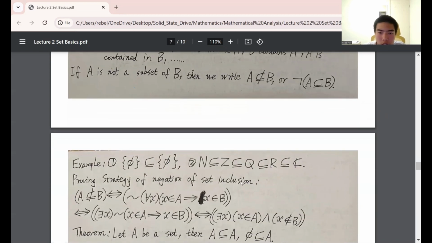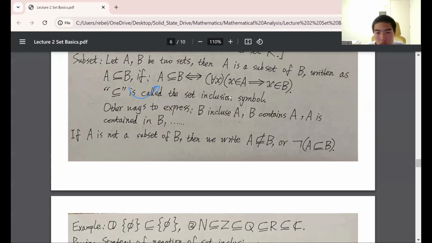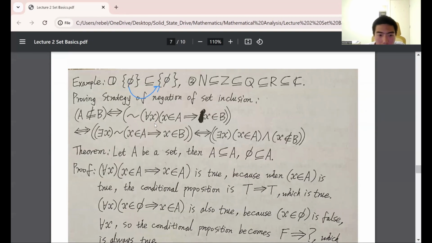If you want to say A is not a subset of B, we just write a line above it. So A is not a subset of B, or it is not the case that A belongs to B. And I'll give two examples. The empty set is a subset of the set containing the empty set, because for the element, the empty set, you can find it here. Which is the same here: for x belonging to this one, it belongs to this one, so we can prove it.